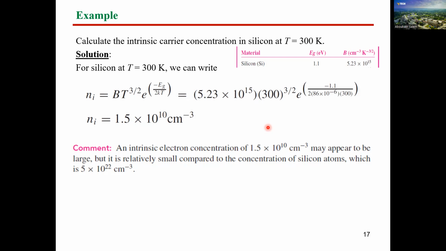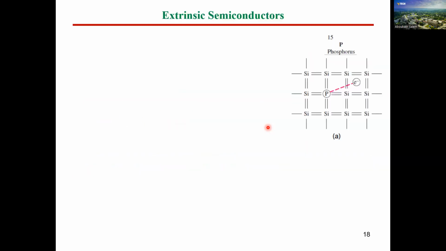Now we discussed the intrinsic. Let's see the extrinsic. What will happen if we add another material to the silicon? Is it going to make more concentration? Is it allowing more current to flow or not? Let's see this if we add another element to the silicon. This is extrinsic semiconductors.